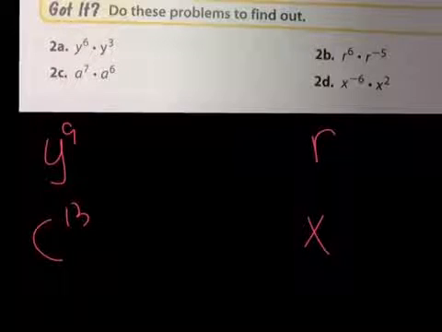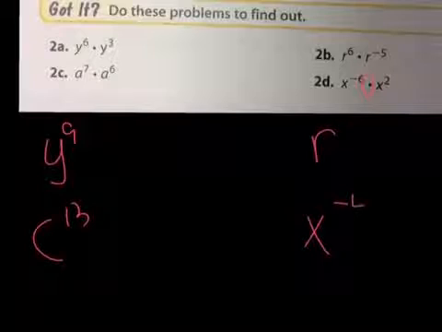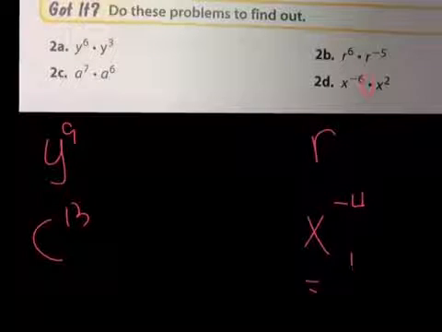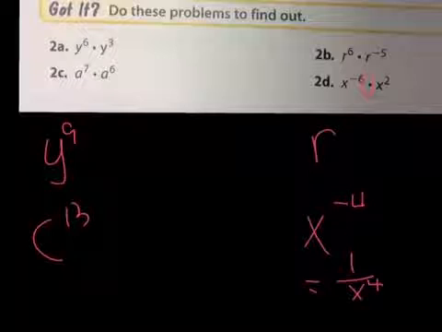And for 2d, we have a base of x, and we have negative 6 plus 2, because when it's multiplication, we add. It is going to be x to the negative 4th power. You can also write it as 1 over x to the 4th power, right?